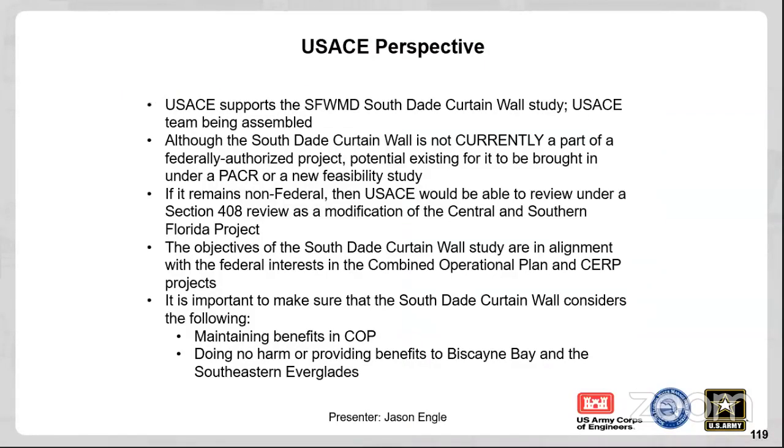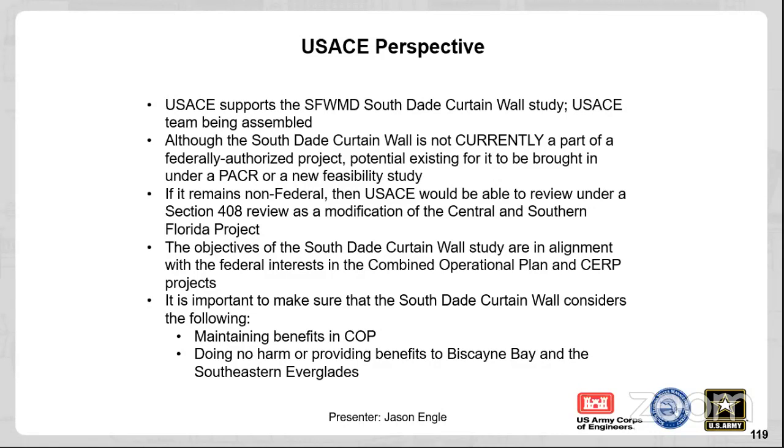Finally, last slide. I would just summarize by saying that we support the study. It's not currently part of a federally authorized project. As I said, the CEP authorized a curtain wall that's essentially already been constructed. There's potential that it could be brought in under the post-authorization change report, perhaps to a SERP project. It could be a new federal feasibility study with the Water Management District as a partner. Or as in the third bullet, it could be a non-federal action, and then the Army Corps of Engineers would evaluate it as a Section 408 review to the Central and Southern Florida project.